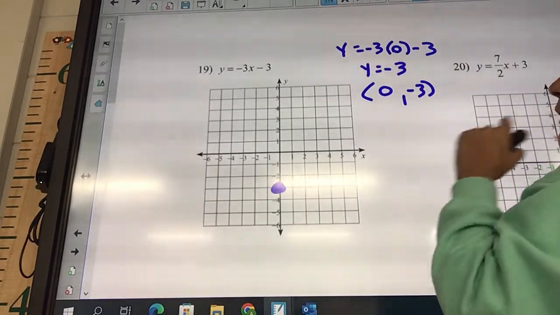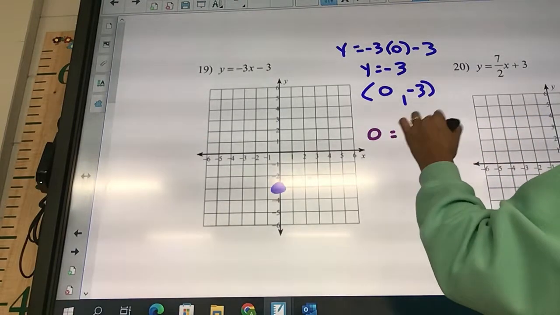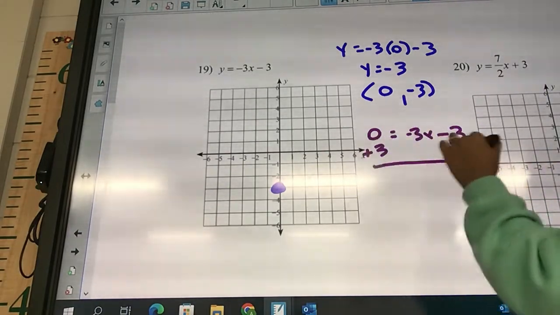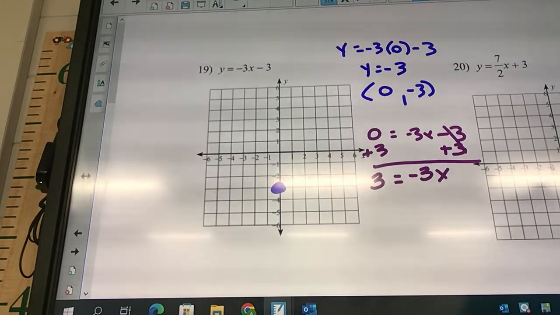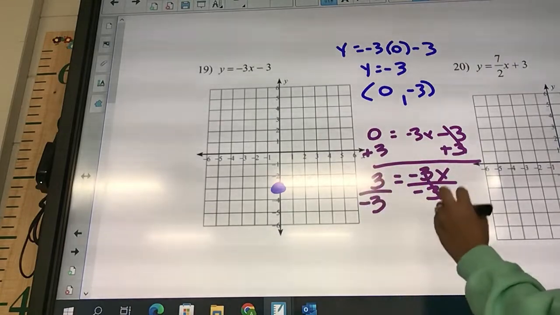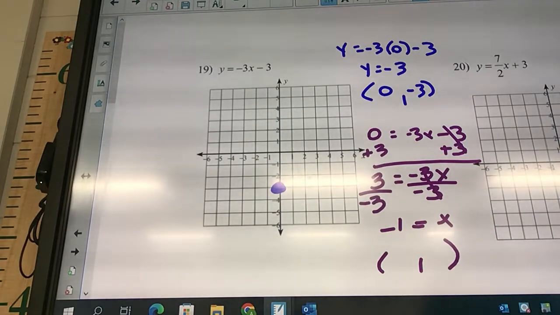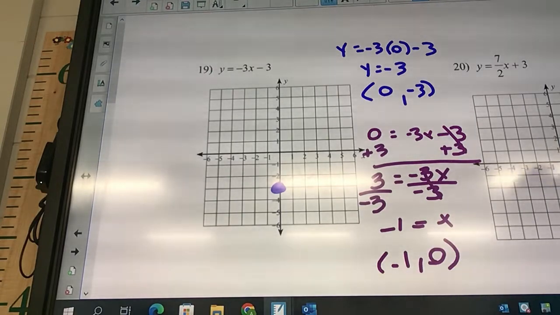And then the second one, we're plugging in 0 where? For the y. So we say 0 equals -3x minus 3. How do we solve that one? We're going to say plus 3. So I got 3 equals -3x. And then what? Divide by -3. So I got x equals -1. What is that coordinate? -1, 0. Is that going to be our x or y? The x.